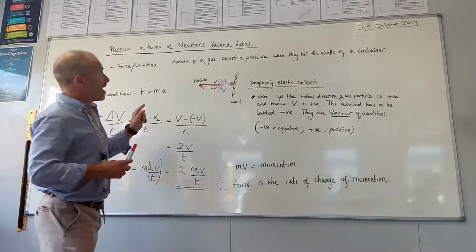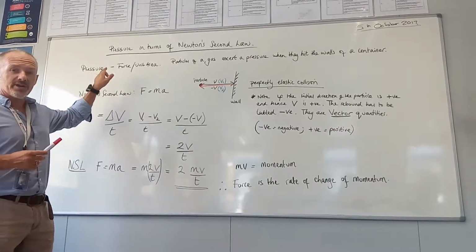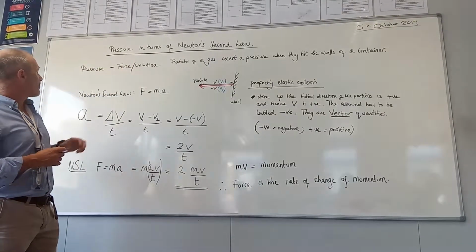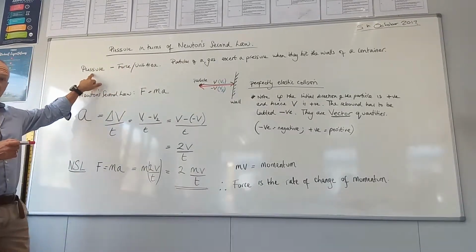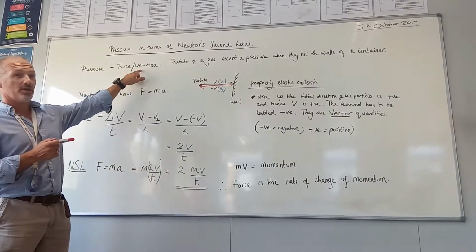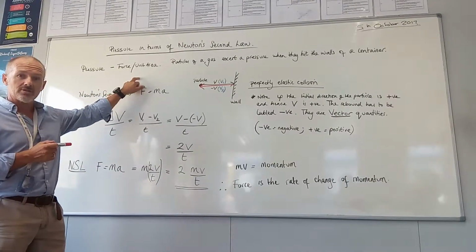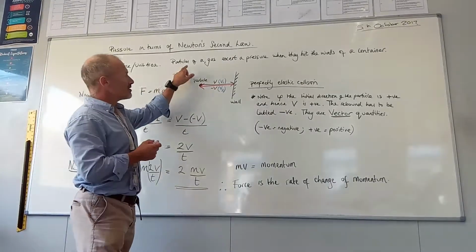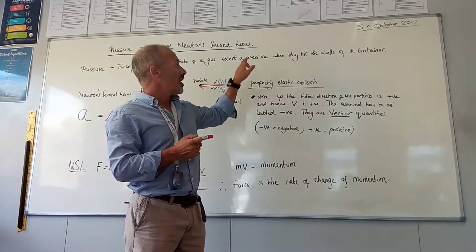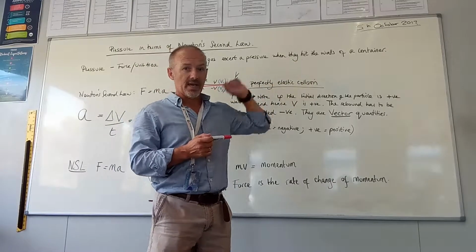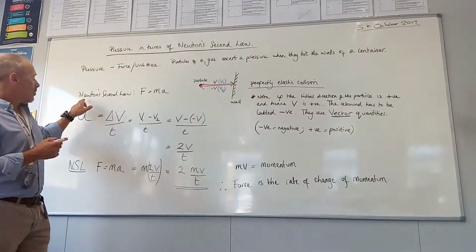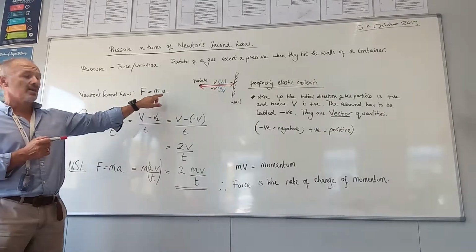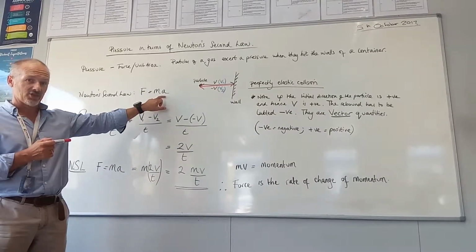Right. Now, pressure. We're going to look at pressure in terms of Newton's second law. Now, we know that pressure is equal to the force per unit area. The unit is newtons per metre squared. And we know that the particles of a gas exert the pressure when they hit the walls of the container. We also know that Newton's second law is force equals mass times acceleration.